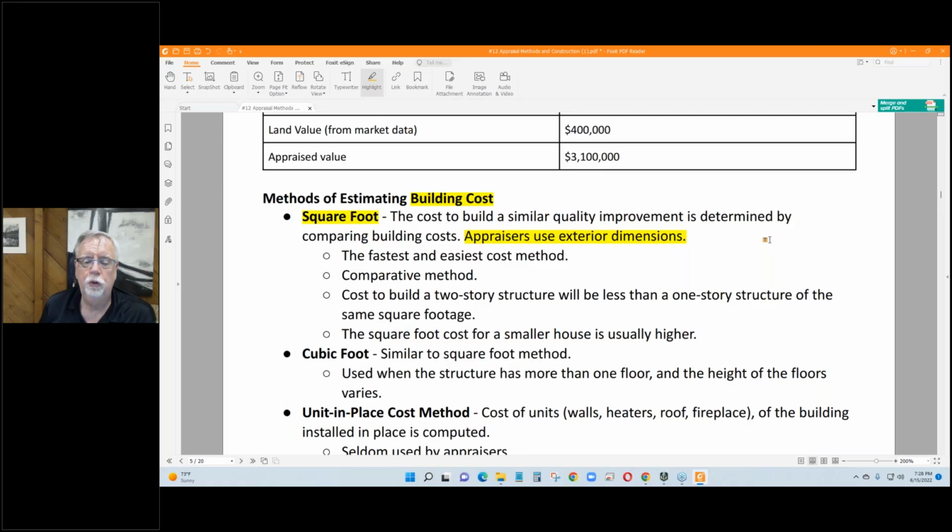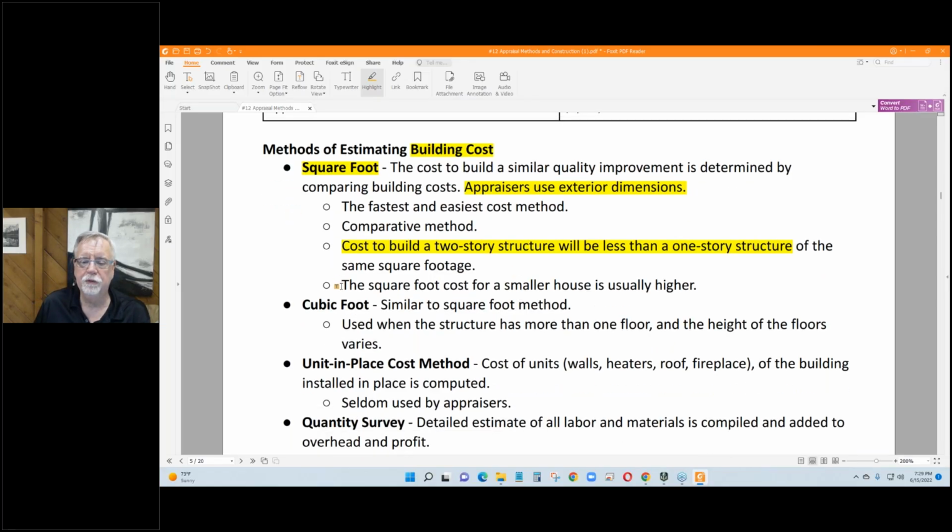The cost to build 2 stories is going to be less than a 1-story structure. It is less expensive to go up than it is to go out. The foundation is an expensive component. So having a second level is cheaper than doubling the footprint of the building. The square foot cost of a smaller house is usually higher. I teach agents how to determine the market value of property. And one of the things you have to be careful of, if you're appraising a 1,400 square foot property, you don't want to be using 1,000 square foot or 900 square foot or even 1,100, because smaller properties have higher dollar per square foot value or cost.